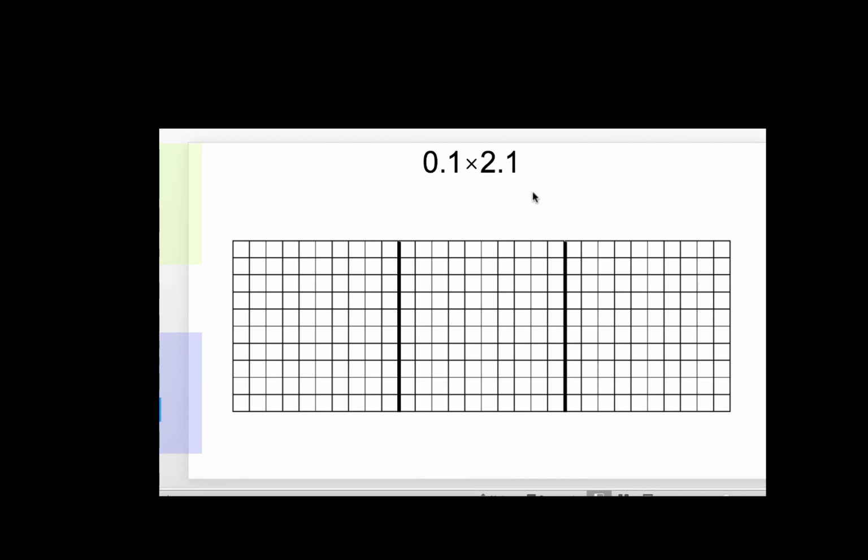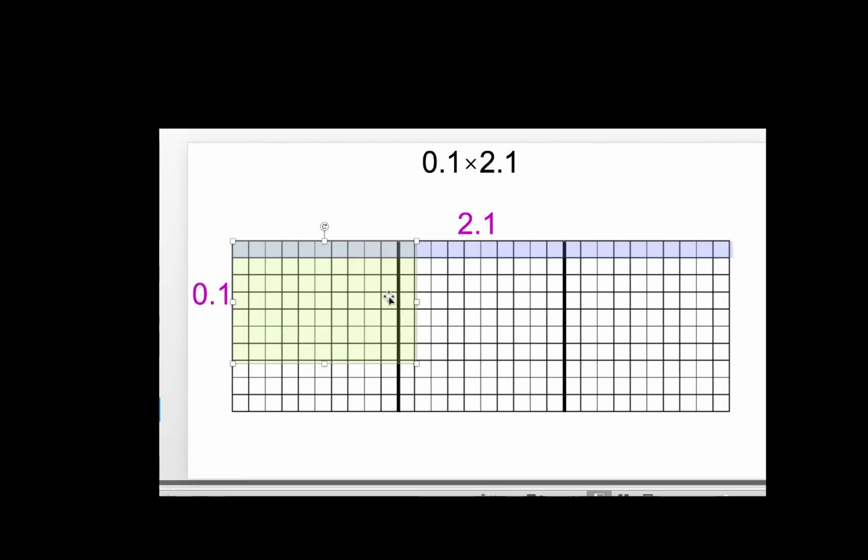Okay, so for this one, I am multiplying 0.1 times 2.1. So I'm going to have my 0.1 on this side. So that means I'm going to have 1 rod. But remember that this has to extend all the way down because you have to fill it in. Then over here, we're going to have 2.1. Then we're making an array.